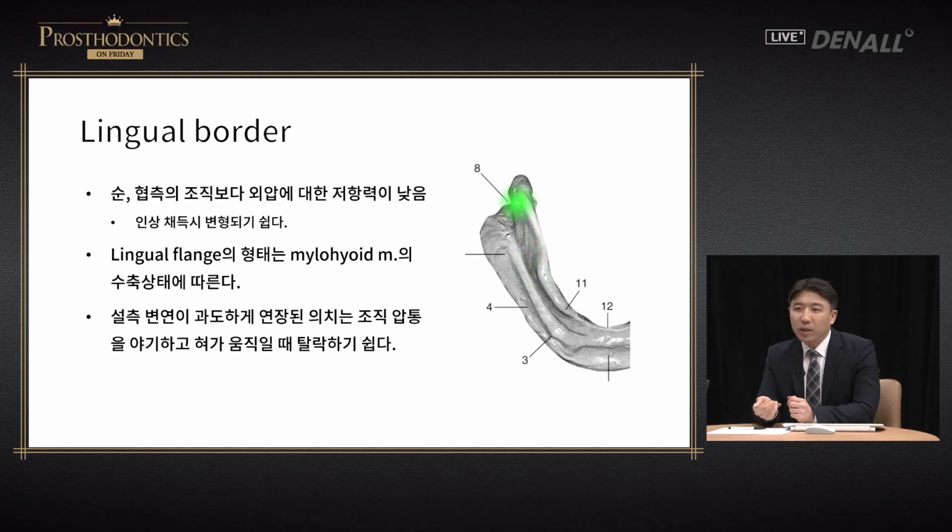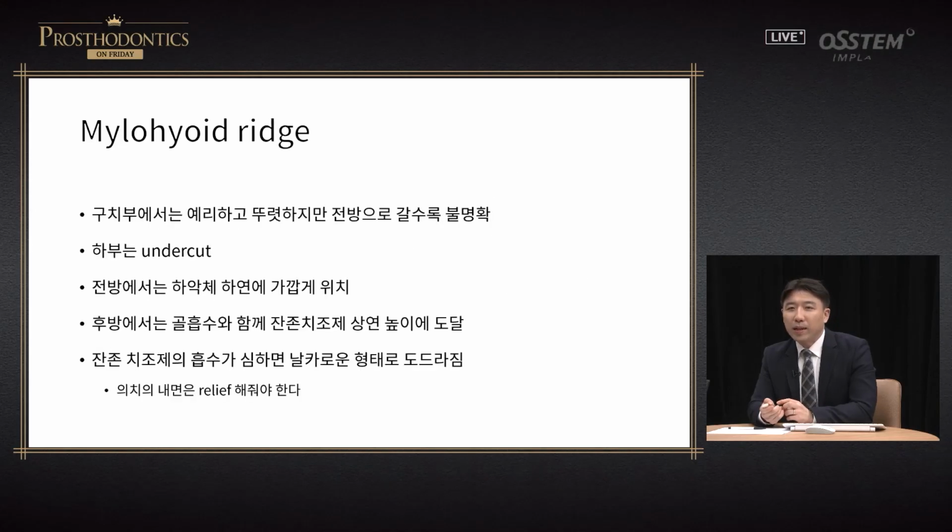And there's the mylohyoid muscle. When you make the S sound, the activation of this muscle is very important. As shown here, the lingual flange shape follows the contraction of the mylohyoid muscle. If you cannot take an impression here properly, then when the patient moves the tongue, it can be quite painful. Mylohyoid ridge. This has been addressed earlier.